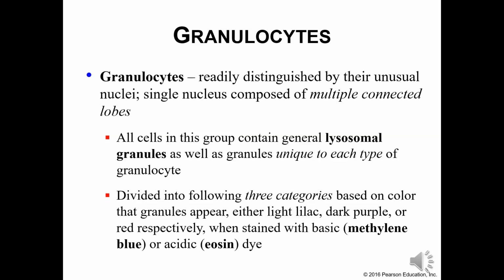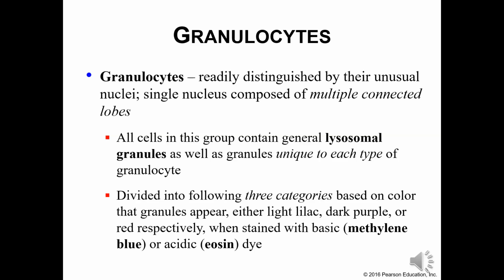The granules will divide into three categories according to what color the granules appear once they are stained. They can either stain a light lilac color, which is what you're going to see with the neutrophils, a dark purple, which is what you'll see with the basophils, a second type of granulocyte, or a bright red, which is what we'll see with the eosinophils.